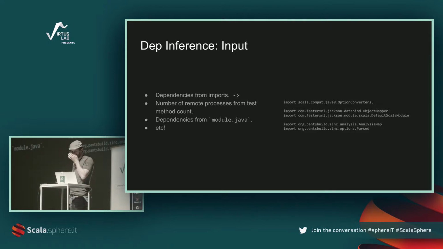And so Dep Inference is really neat because we could extract the dependencies from these imports. We could also extract dependencies from module.java, because we're going to be forced to write one at some point. We all have to figure that out. We could also do other interesting things, like maybe the build system could extract the number of remote processes to run your tests in by looking at your test code.